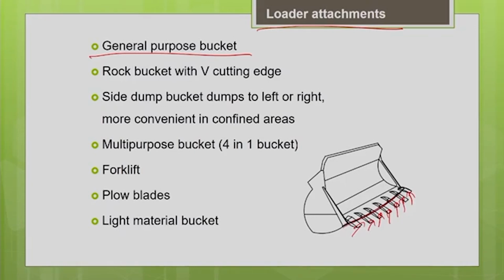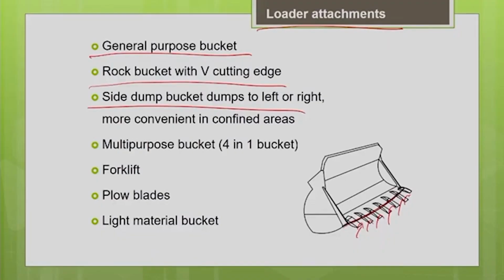But if you are going to handle the rock, you have to go for a special bucket like this, a rock bucket with this kind of teeth, with V-shaped cutting edge. Okay, the teeth have a V-shaped cutting edge with which it can easily loosen the rock and easily fill the bucket with the rock. So this type of cutting edge will help you to loosen the rock. So this is usually used for the rock bucket. And there is something called a side dump bucket. Generally, instead of dumping at the front end, if I want to dump at the side, either to the left side or to the right side, then I can go for this side dump bucket attachment. So this will be more convenient if you are going to work in confined areas.